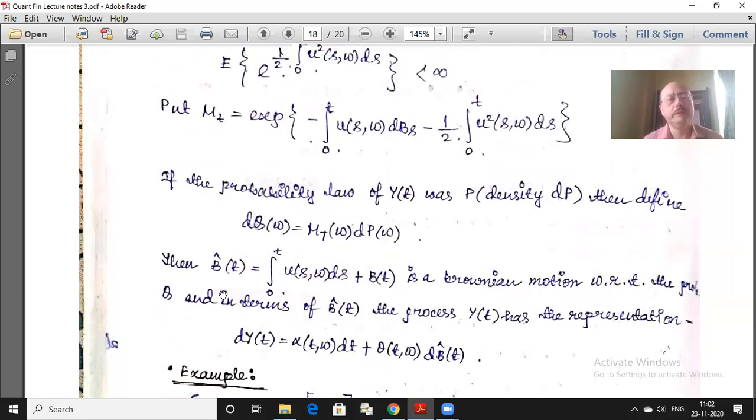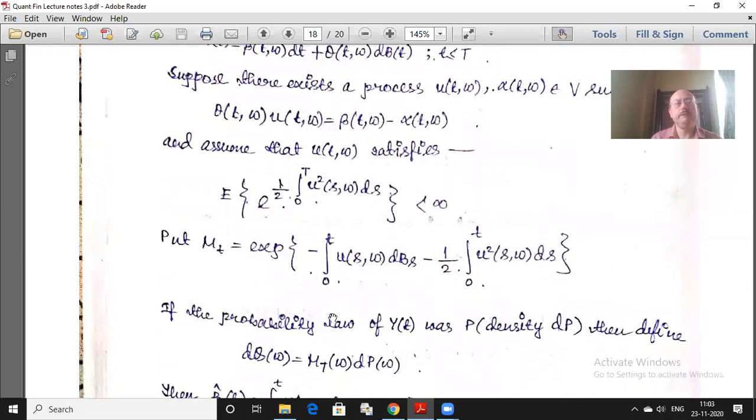Then construct B hat as a new Brownian motion defined as integral u ds plus B. So B hat is driven by dB hat equal to u ds plus dB. This is like adding a trend part or changing the mean. So B hat is a new Brownian motion with respect to the probability capital Q. Q is defined as in here. And in terms of B hat, this new Brownian motion, the process y can actually be represented like this.